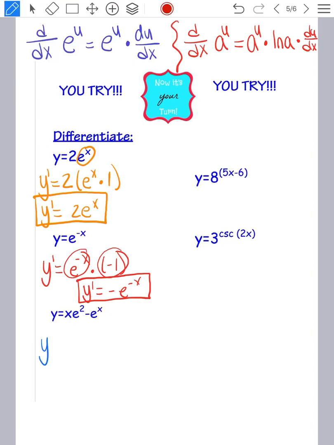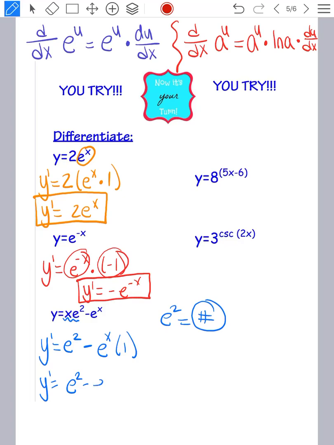Next one. At first, I thought that was product rule, and then realized e squared is just a number, right? e squared is about 7, because e is about 2.7. So this is really like just saying 7x. Well, what's the derivative of 7x? Just 7. So the derivative of e squared x is just e squared. Minus the derivative of e to the x, which is keep it the same times the derivative of the inside, which is 1. So it would be e squared minus e to the x.